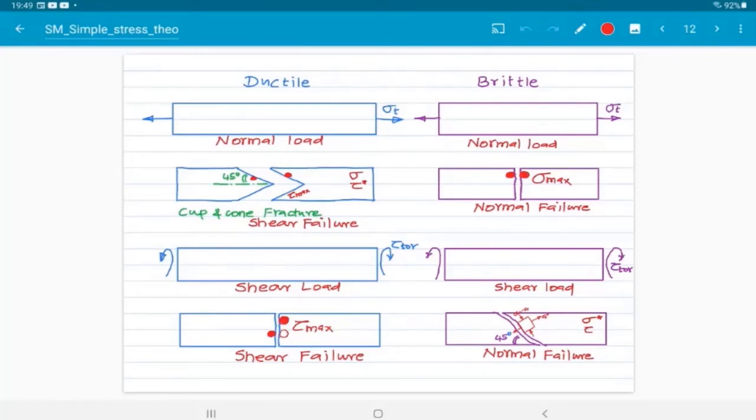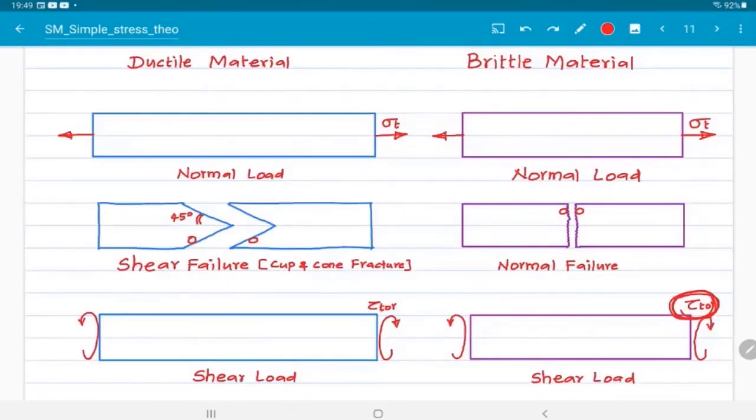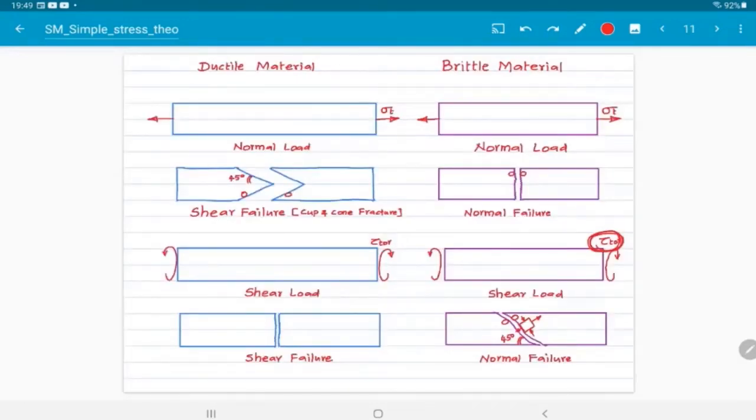Right. Then here, internally transformed maximum shear stress is equal to shear strength. That is why shear failure occurs. Okay, right. Now the question to you. The type of failure, whether it is normal failure or shear failure, is based on material or applied load. Tell me.